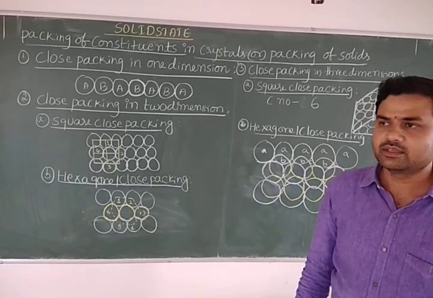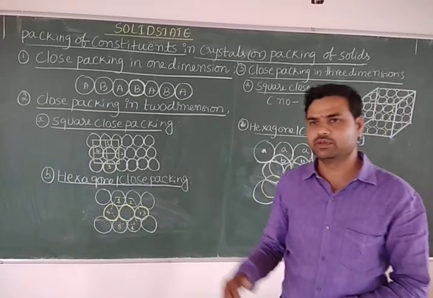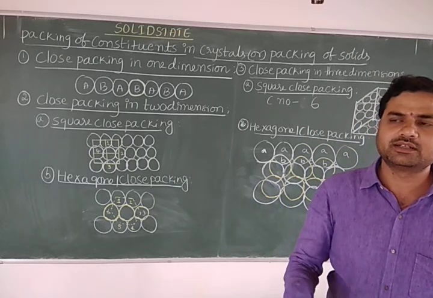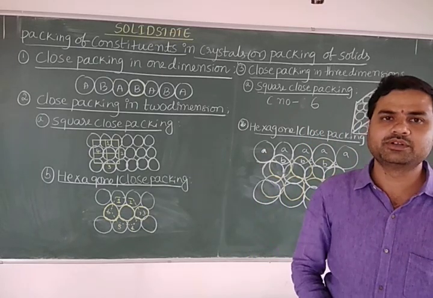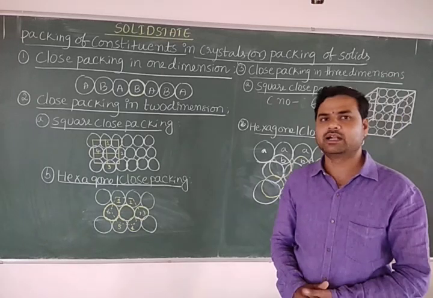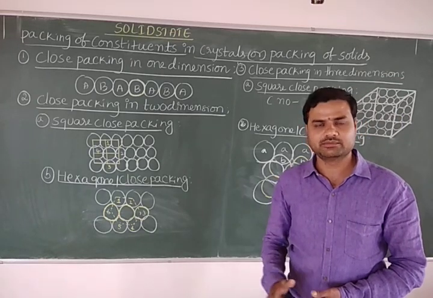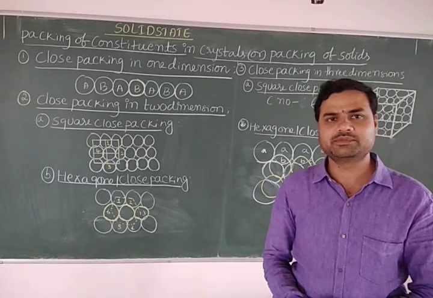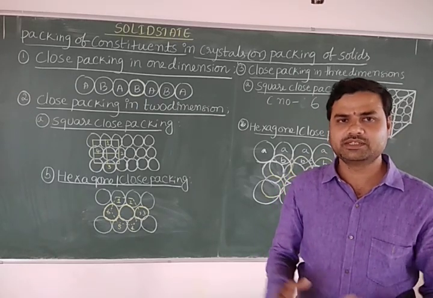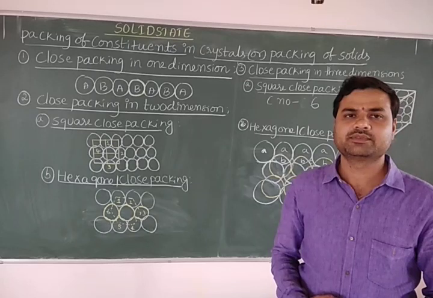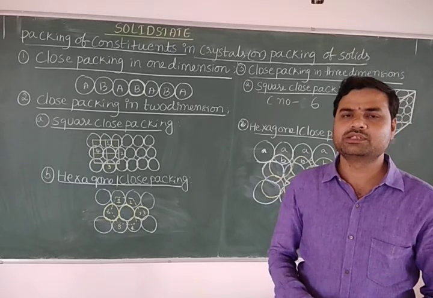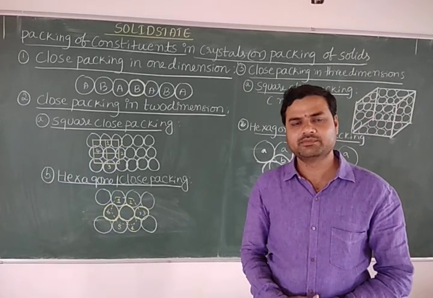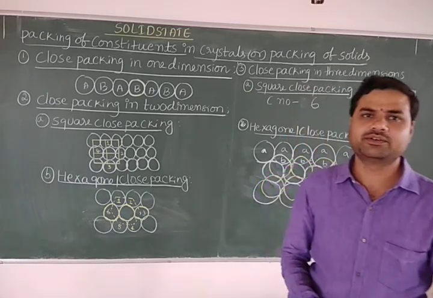Before starting this topic, in the introduction of this chapter, I told you that in solids, atoms are very close to each other. The intermolecular distance between the atoms is very low, so they are closely packed. Due to this close packing only, solids have a definite shape and occupy a definite volume.